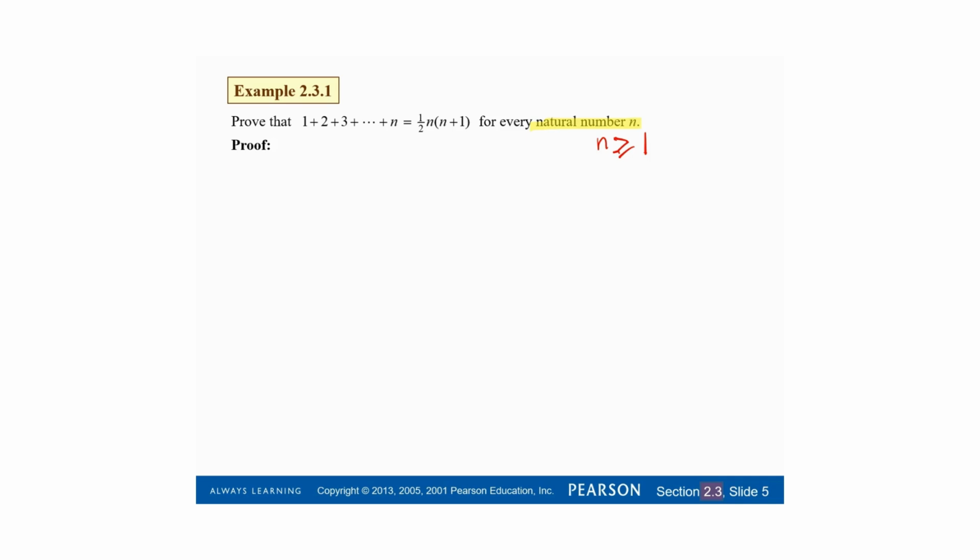Let's denote our general statement first, where we use Pn to denote our statement. So our statement is what? 1 plus 2 plus 3 and so on up to n terms will be equal to half of n times n plus 1, for all n greater than or equal to 1, where our case n is natural. So n equals 1, 2, 3, and so on and so forth.